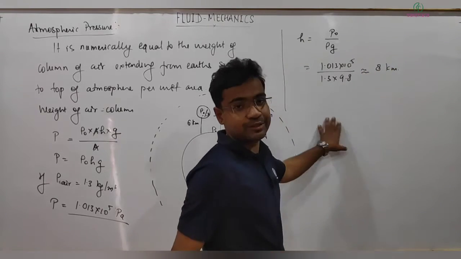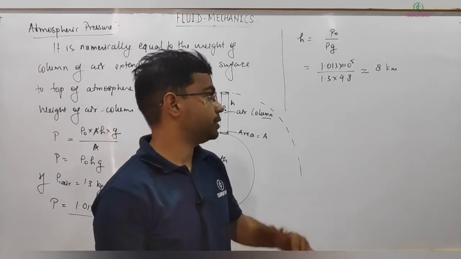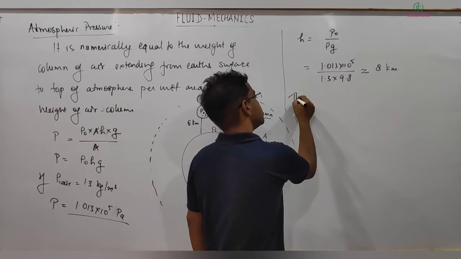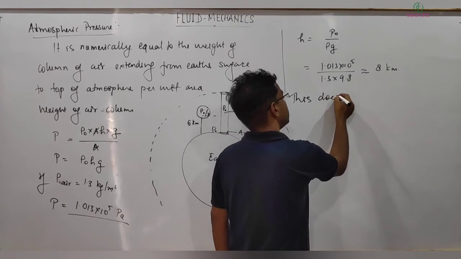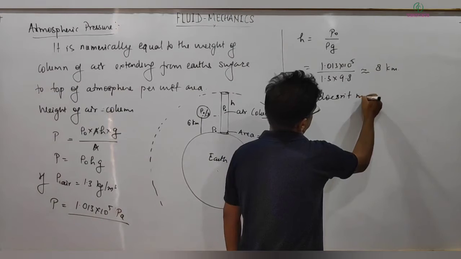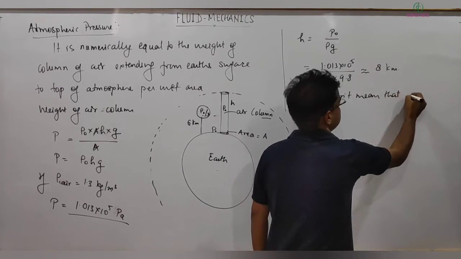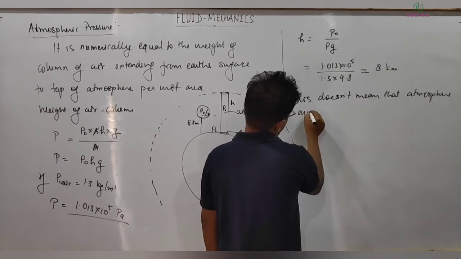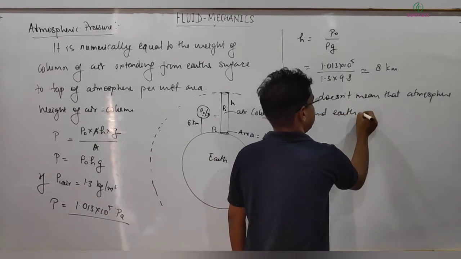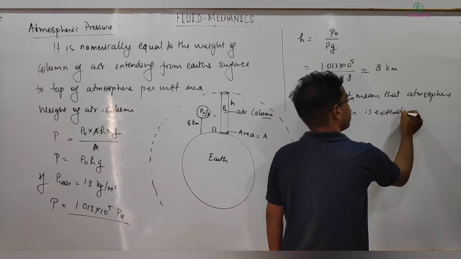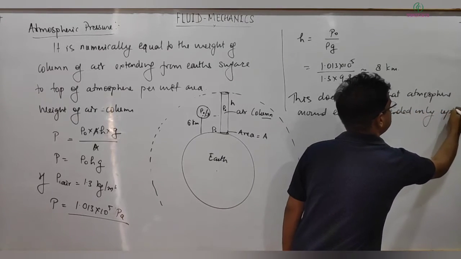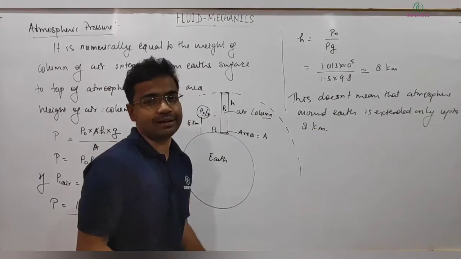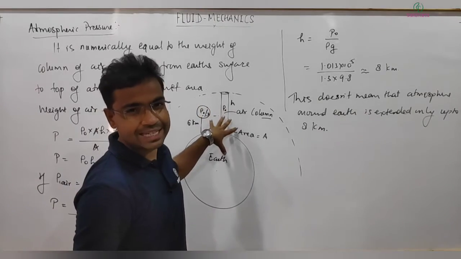That doesn't mean the atmosphere around the Earth is only extended up to 8 kilometers. As I told you, this is just a rough calculation to make you understand what exactly it means.